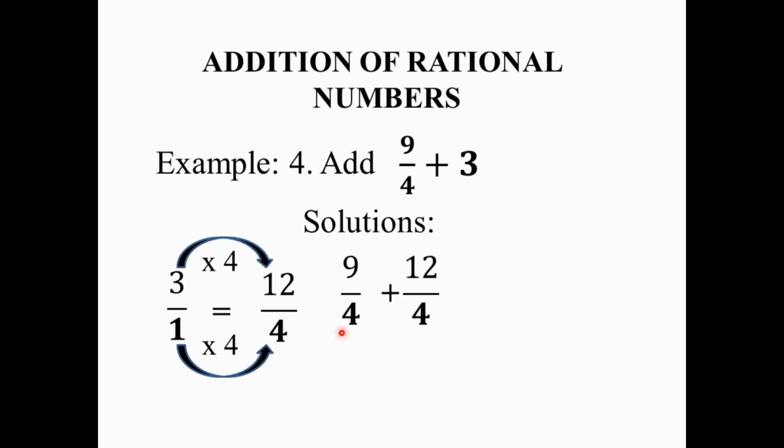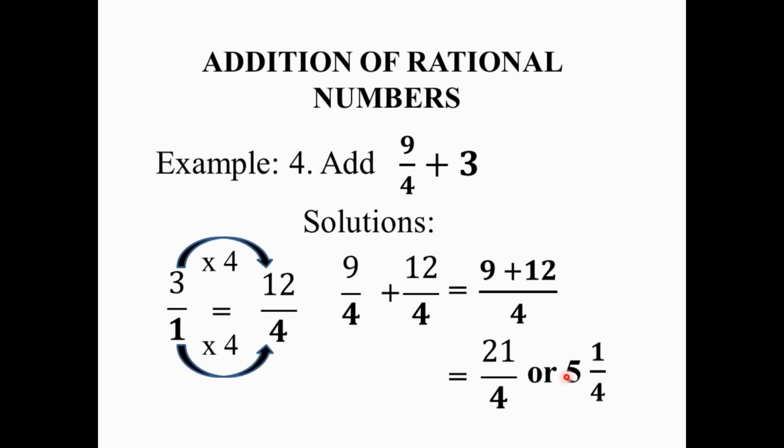So 9 over 4 plus 12 over 4. So these two fractions now are similar. So we will now add the numerators. Alright, so 9 plus 12, that is 21 over 4. So the fraction is improper. So we will transform this one into mixed number. Simply do the same, applying the long division. Okay, that is 5 and 1/4. Okay, so this is now the sum after adding 9 over 4 plus 3. Alright?